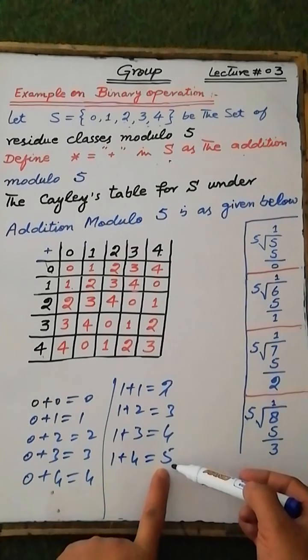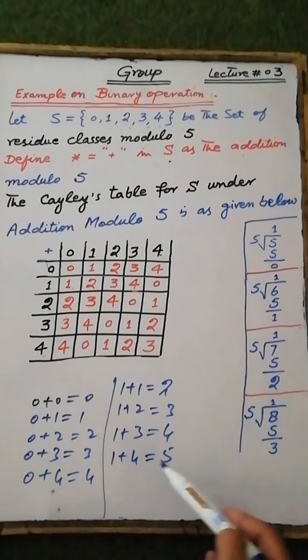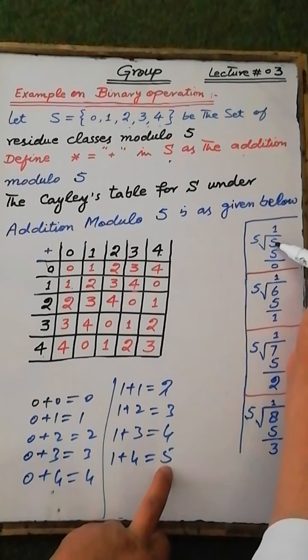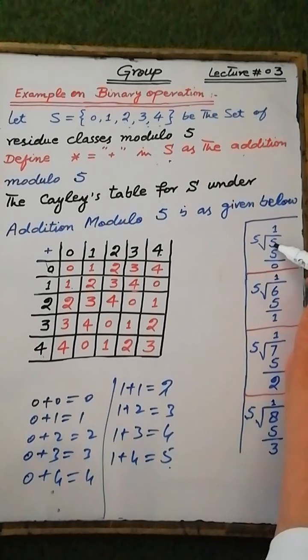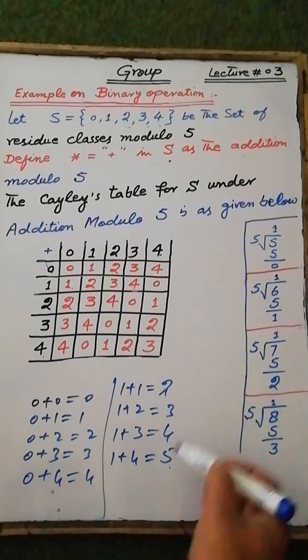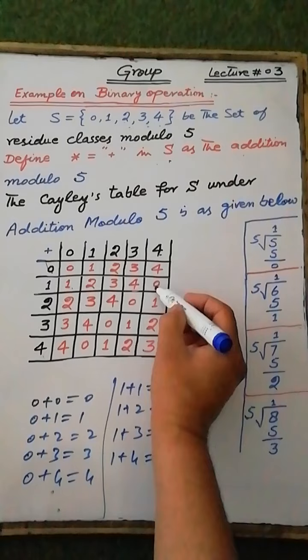The result is equal to 5. Therefore, according to the residue classes modulo 5, we divide this result by 5. 5 multiplied by 1 is equal to 5. The result is equal to 0. We write here the remainder when we divide this result by 5. The remainder is equal to 0.